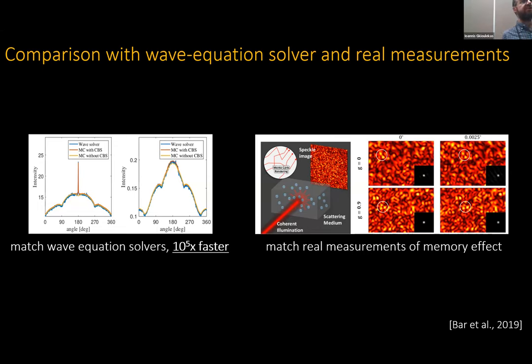So to see whether our efficient simulator matches the wave, we actually try to set up exactly the same scene for both simulators. Obviously it had to be a very small scene because that's the only thing we could match with the wave optical simulators and see whether we get the same result. And yes, we were actually able to exactly match the kinds of speckle fields and speckles that we could simulate with the wave equation solvers, albeit five orders of magnitude faster.